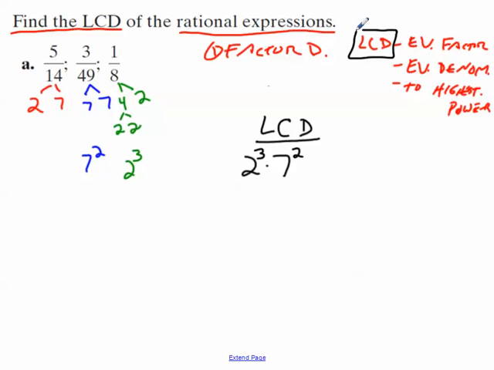So here are our rules for finding our lowest common denominator. Number 1, factor, which we did: 2 times 7, 7 squared, 2 cubed. And then we find our lowest common denominator by listing every single factor from every single denominator raised to the highest power. Every single factor, 2 and 7, raised to the highest power, to the third power, to the second power. 2 cubed is 8, 7 squared is 49, and that is 392. That's our lowest common denominator.